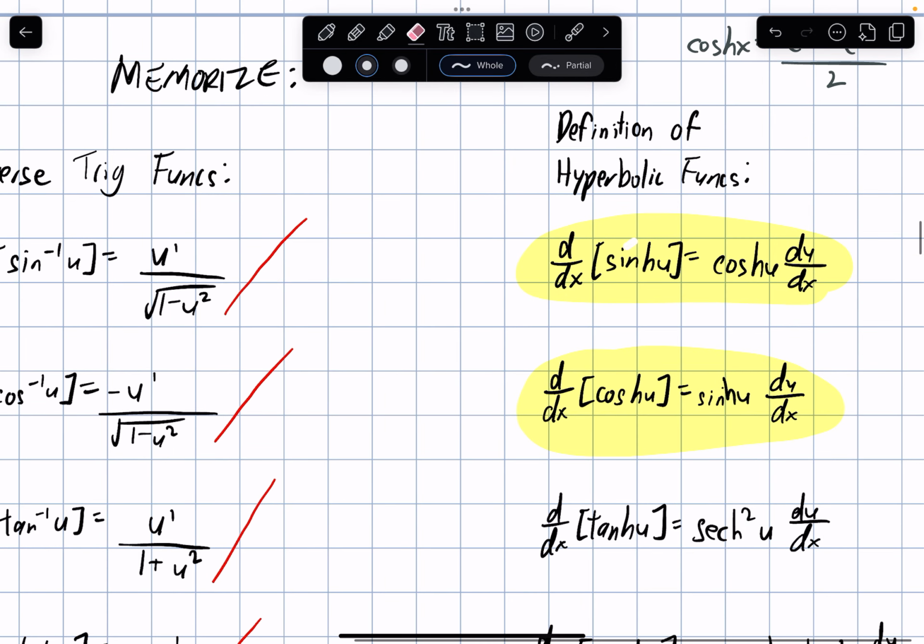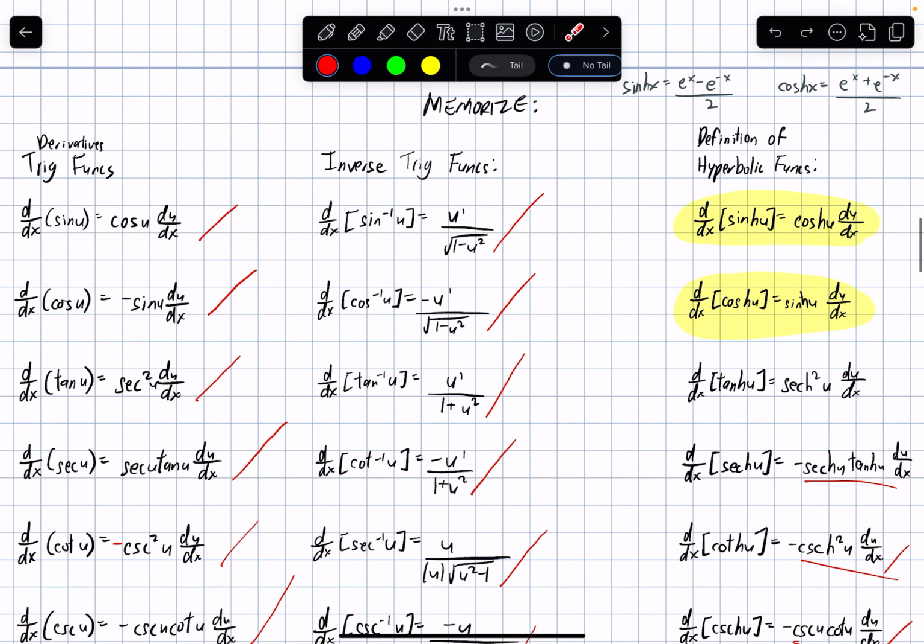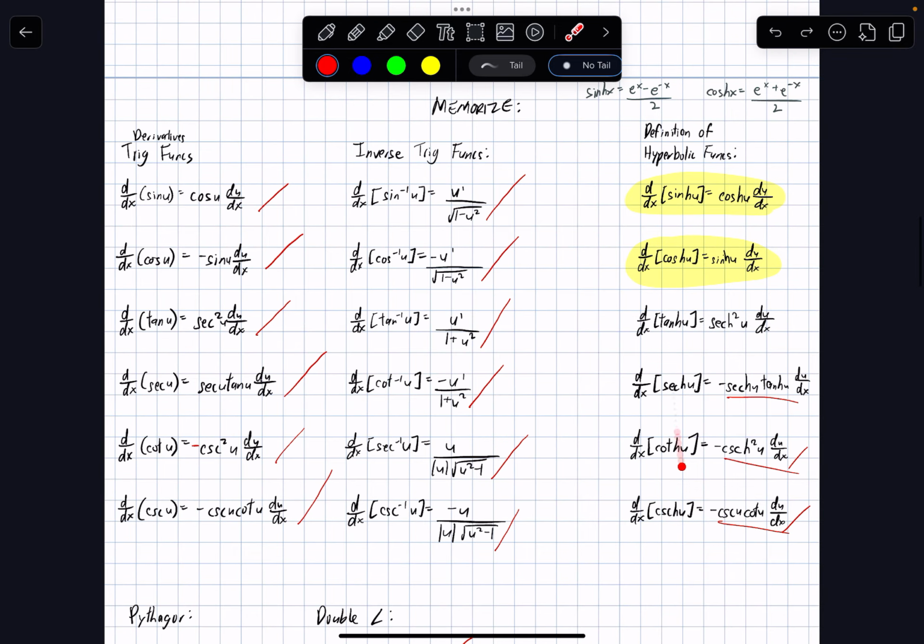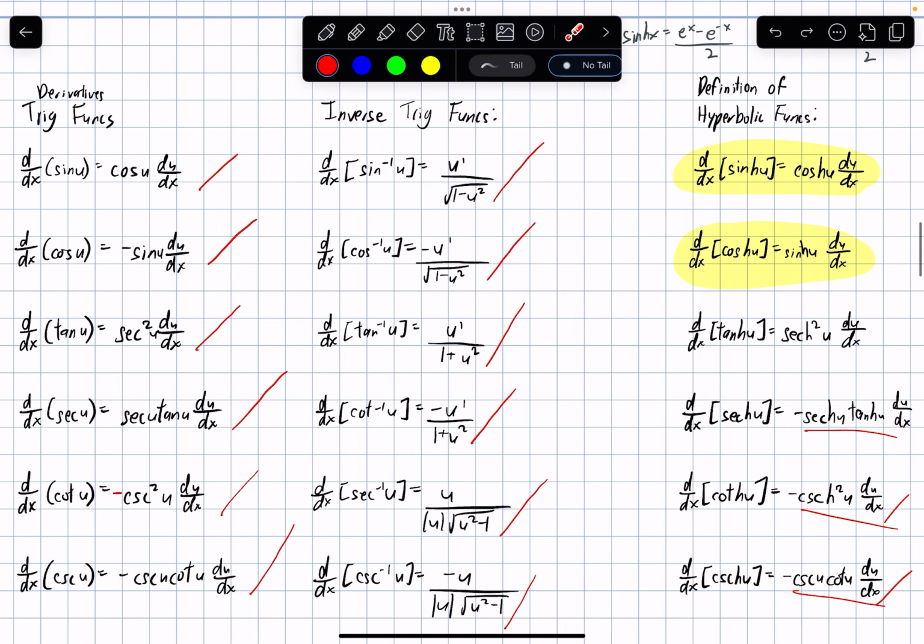Okay. Definition of hyperbolic functions. So let's first start with sine and cosine. You might want to compare the list of formulas under hyperbolic functions with the derivatives of trig functions, because they're very similar, although there are very important differences that you have to know. So for example, one of the similarities is that the derivative of sine hu is equal to cosine hu times du over dx.